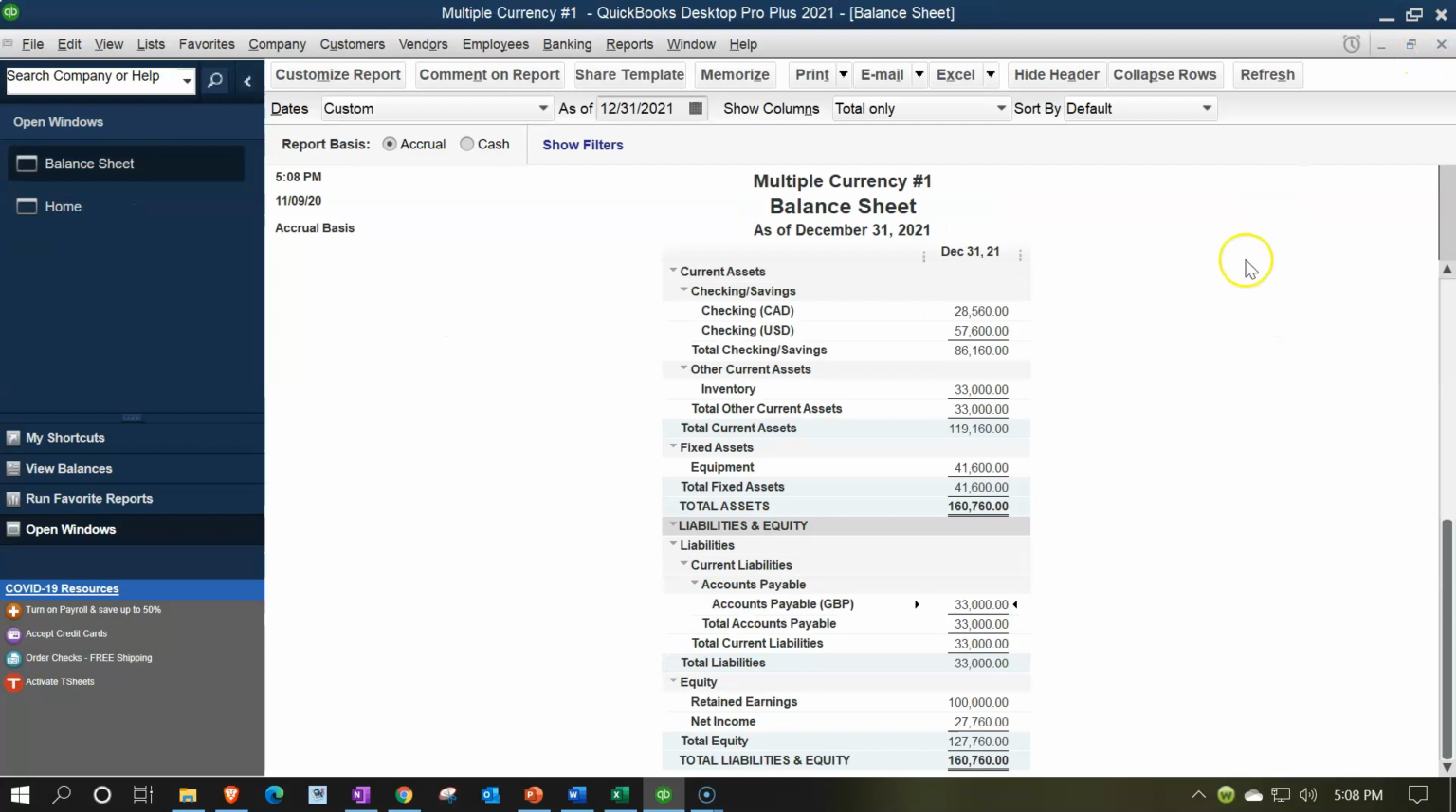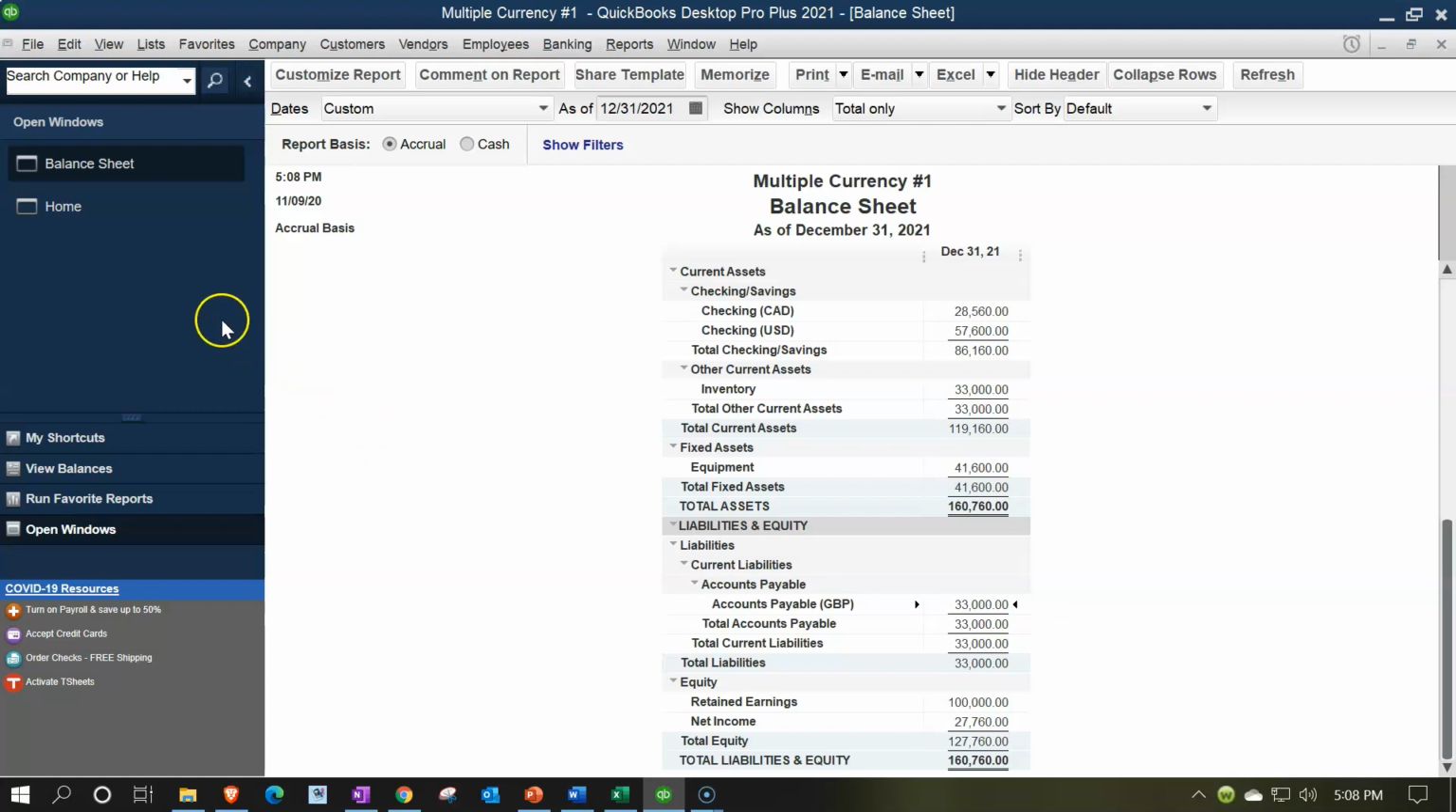We want to make our financial statements, but we need to then revalue this because that $33,000 represents our currency's valuation of what we're going to owe in foreign currency as of the date that we made the purchase, and we need to change it and update it to the current period's date.